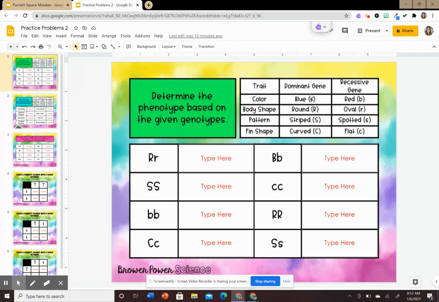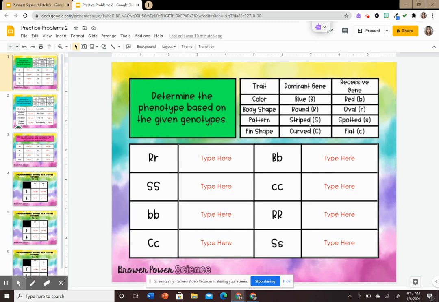For today, what I'm posting is practice problems 2. So I'm going to show you. Okay, there are 6 slides. So for this first part, it says determine the phenotype based on the given genotypes. Remember, phenotype is the physical trait and genotype is the letter representation. So right here we have big R and little r.